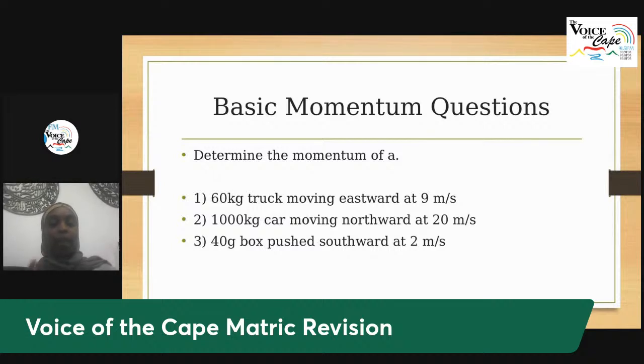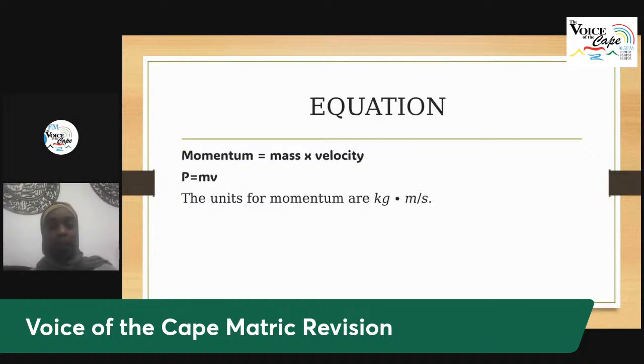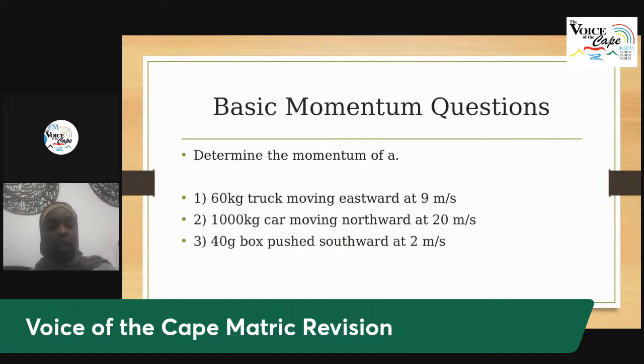It says determine the momentum of a 60 kilogram truck moving eastward at 90 meters per second. Remember, momentum is mass in motion, P is equal to M times V. We're looking for P, because P is the symbol for momentum. We need two things in order to solve the question, M and V, where M is the mass and V is the velocity. So in our question number one, it will be P is equal to M times V, so 60 multiplied by 90 meters per second. I'm going to give you a few minutes to take out your calculator and give me an answer. Remember what the units are for momentum: kilograms meters per second.